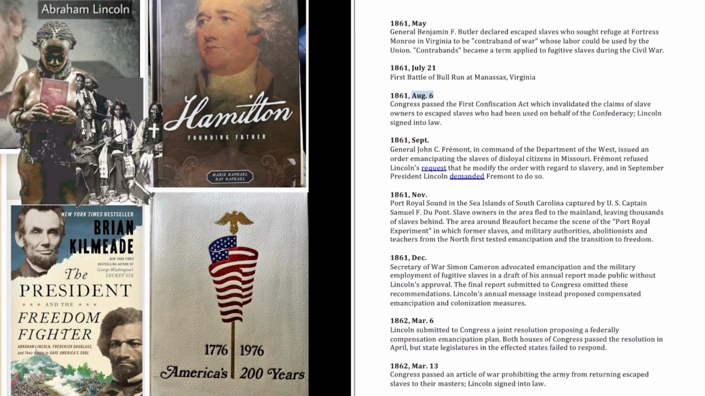1861, August 6. Congress passed the first Confiscation Act, which invalidated the claims of slave owners to escaped slaves who had been used on behalf of the Confederacy. Lincoln signed into law.